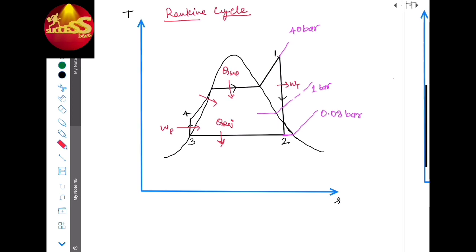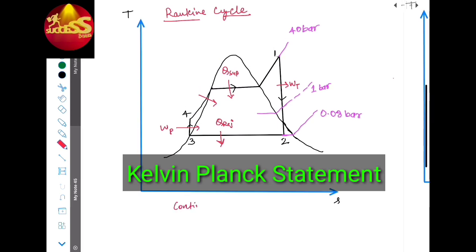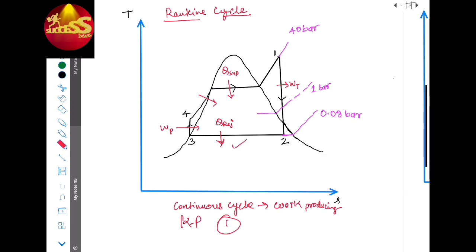Let's move on. If we need a continuous cycle which is work producing, then we have to reject heat according to the Kelvin-Planck statement. So the first argument is we need to reject heat. So we have to use this condenser part to reject heat. First, the simplest answer is this.